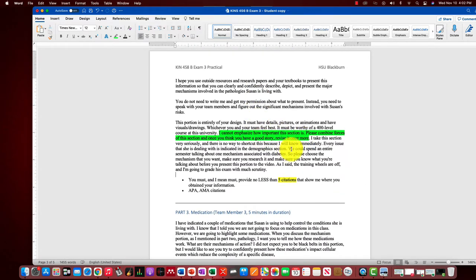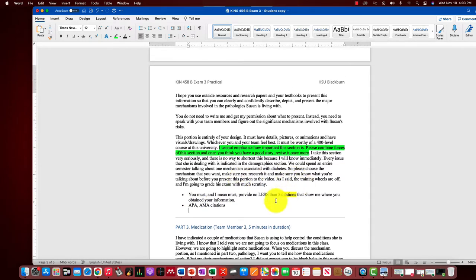And then keep in mind, too, that we can spend an entire semester talking about a single mechanism associated with diabetes. So please just choose one mechanism and make sure you research it. So let me jump down here. When you present this section, you must also provide me with no less than 5 citations that show me where you got your information from. And when you present those citations, please make sure it's APA or American Medical Association citations.